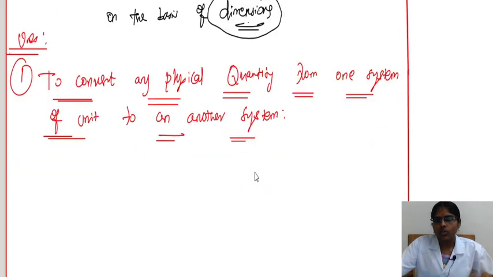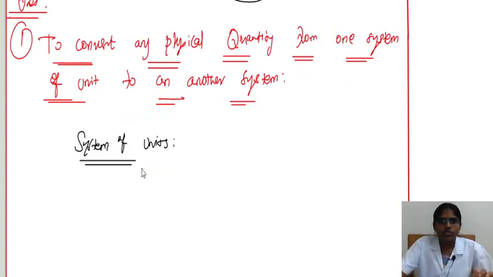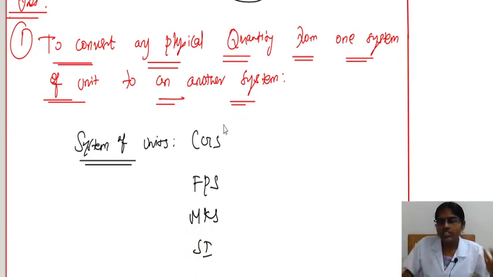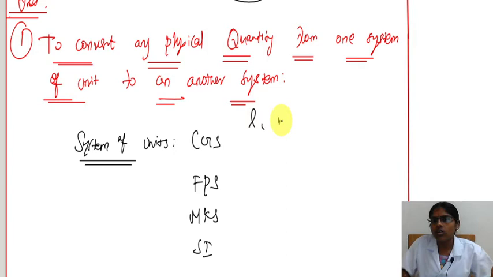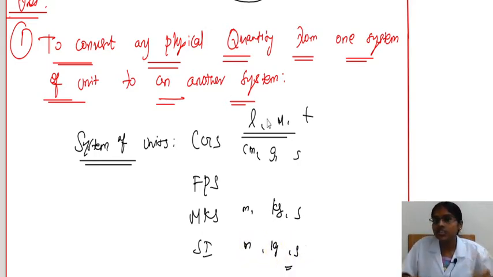When I have any physical quantity, like the system of units, right? We have studied about systems of units. What are the systems of units? We have important systems of units: CGS, FPS, MKS, and apart from that we have the SI unit also, right? In CGS we measure length, mass and time in centimeter, gram and second. In FPS, we measure in foot, pound and second, and in MKS we measure with meter, kilogram and second. Again in SI we measure with the same meter, kilogram and second. So these are the systems of units, all right?